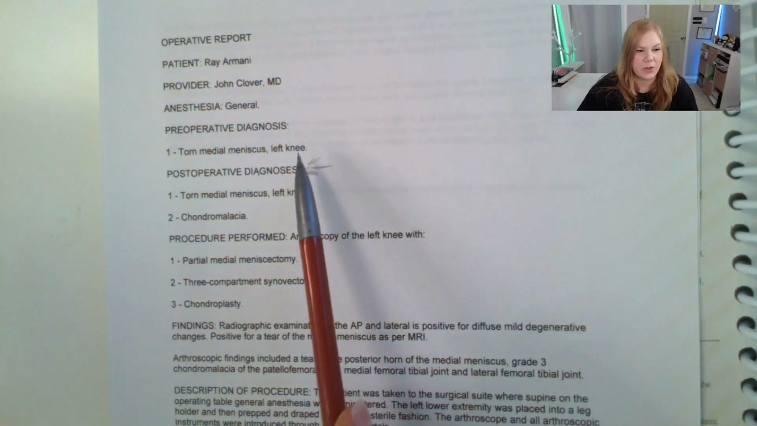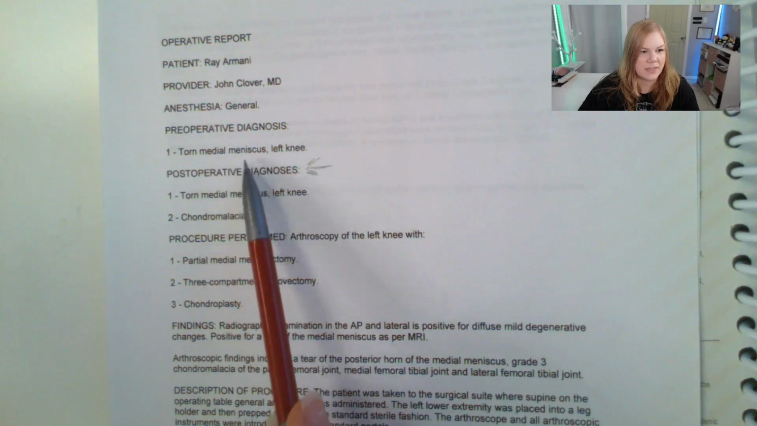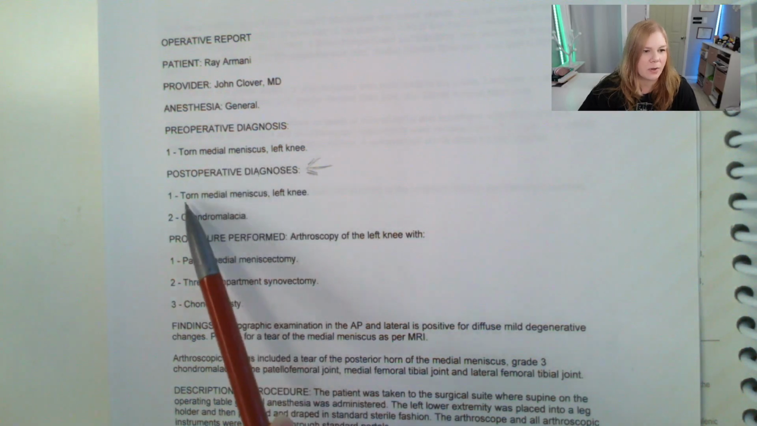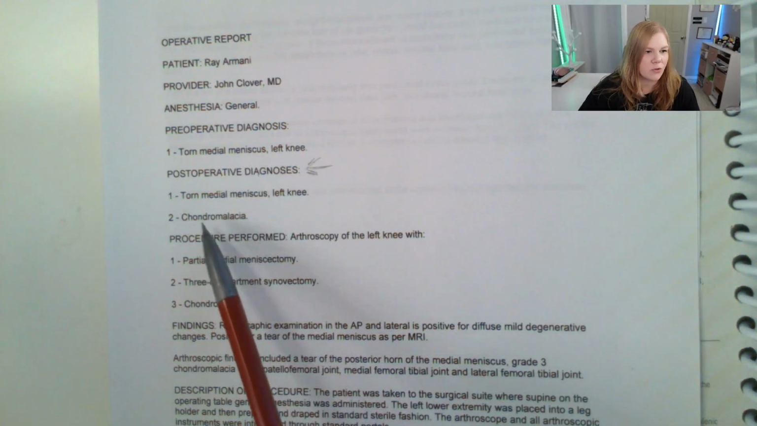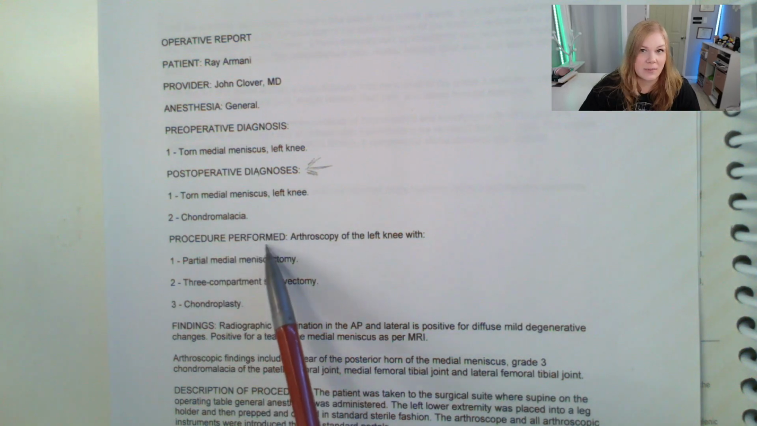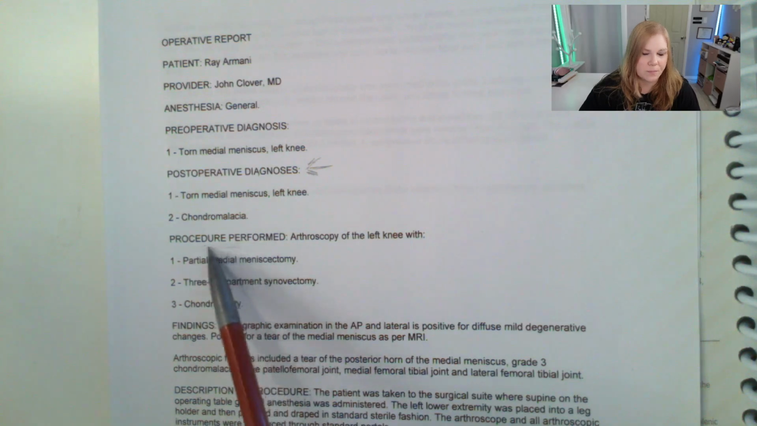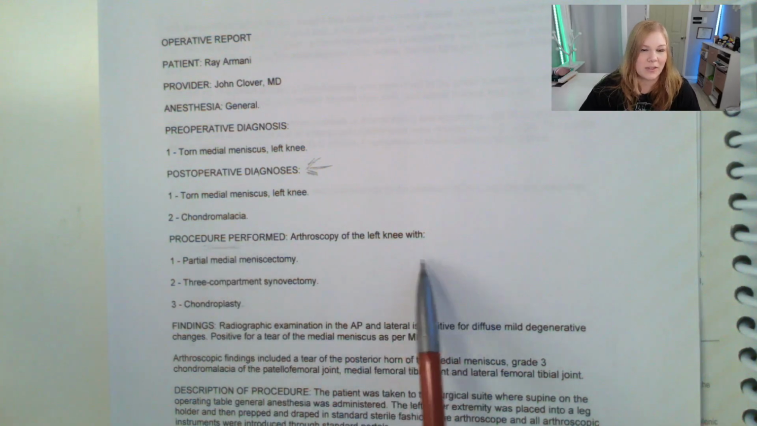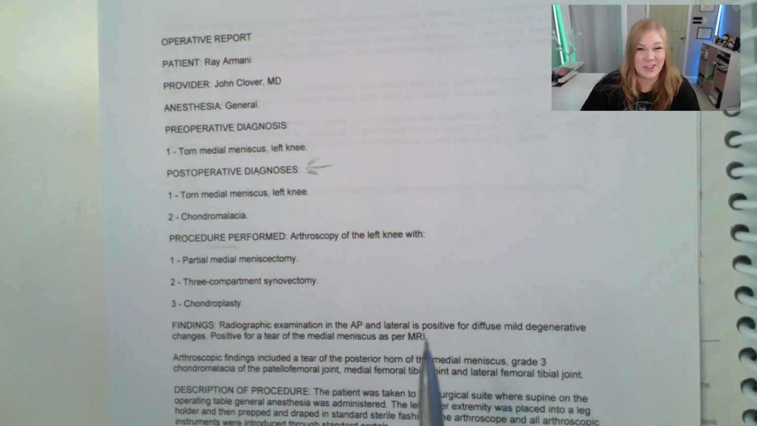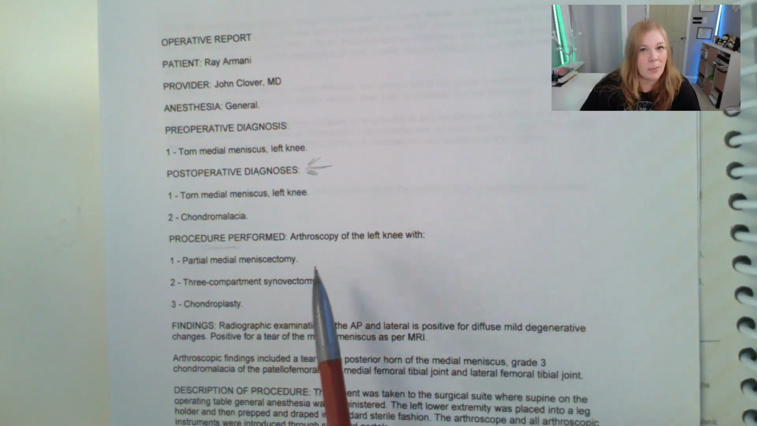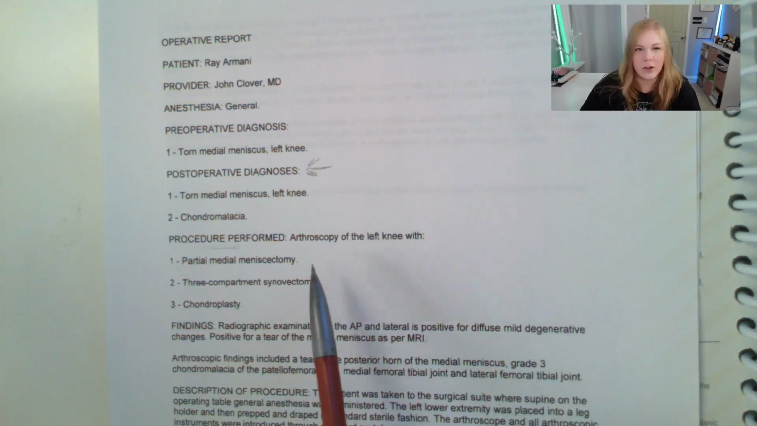So here you can see preoperative, we have torn medial meniscus of the left knee. Post-operative, we have the same thing, but also chondromalacia. Oftentimes the operative note will give you the procedure performed. Sometimes it'll just be a quick little thing. Sometimes it might be a bulleted list, depending on how involved of a procedure it was. This is probably your best jumping off point of what to code.